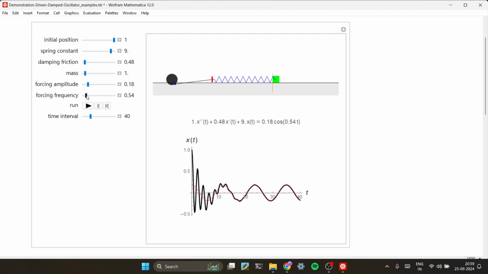Yes, this is the perfect case. You see that. So this is reset and play. See what is happening. This is the case of forced and damped harmonic oscillation. Just observe what is happening, and look at this graph here also.